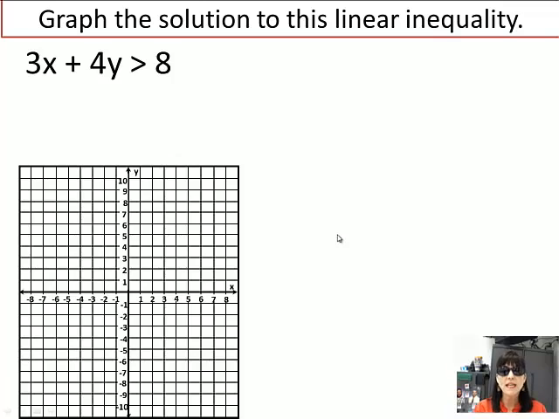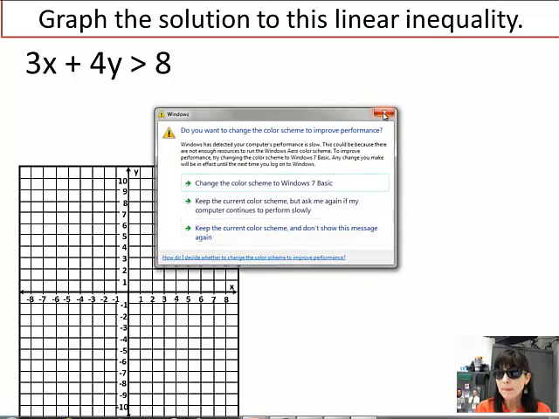Let's start with our first inequality. How are we going to graph this linear inequality? Well, we worked with this formula, the slope-intercept form. I'm sure you all remember it. Can you recall it? It's y equals mx plus b. Well, you can do that also with an inequality. Y is greater than or less than mx plus b.